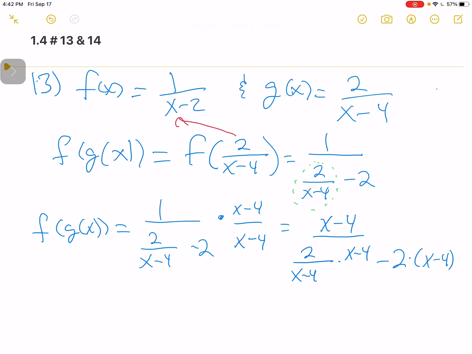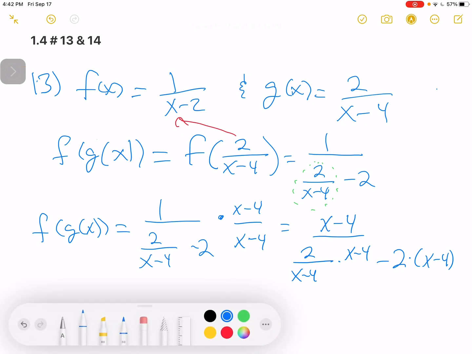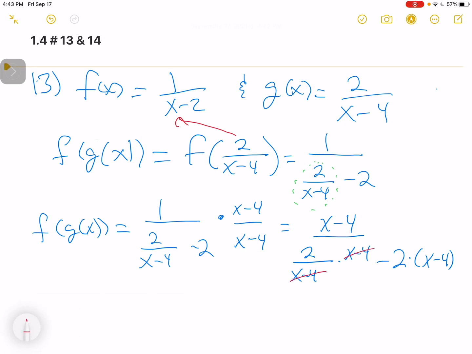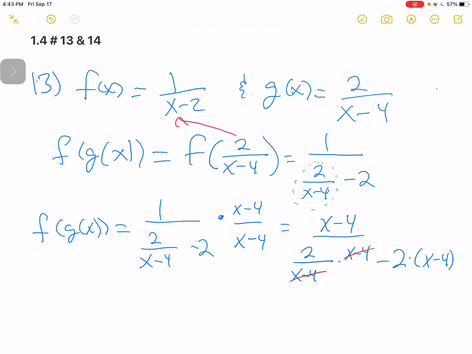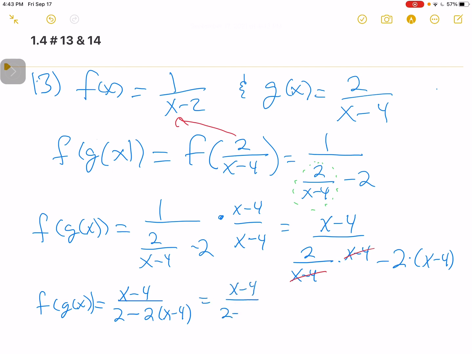And what do we have? We have the benefit of this x minus 4 dividing out. So now what do we have? We have our f of g of x is going to be x minus 4 over 2 minus 2 times x minus 4. So that's x minus 4 over 2 minus 2x plus 8. So that's x minus 4 over negative 2x plus 10.